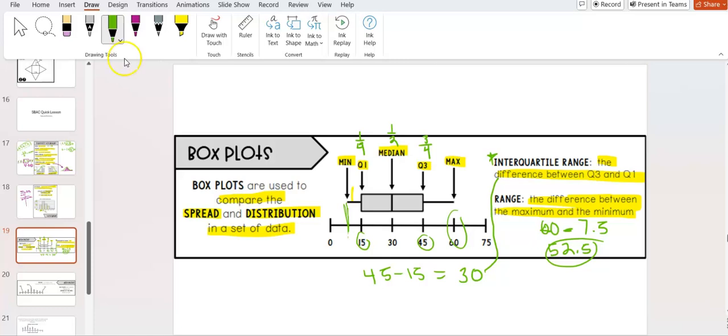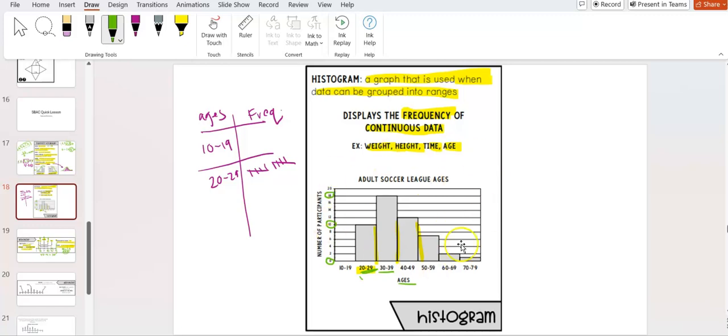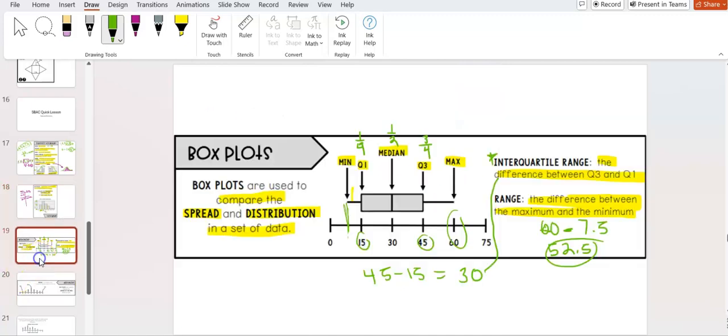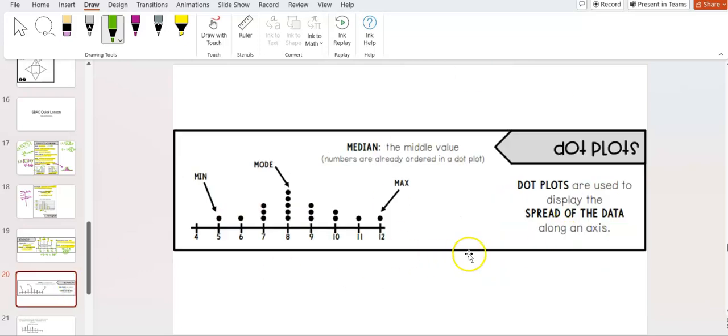Again, all these plots and these diagrams are different ways to look at data. We're going to talk a lot more about when we use them, but these are just the new ones that you may not have known about before. So this histogram, this box and whisker plot, and then the last one is a dot plot.